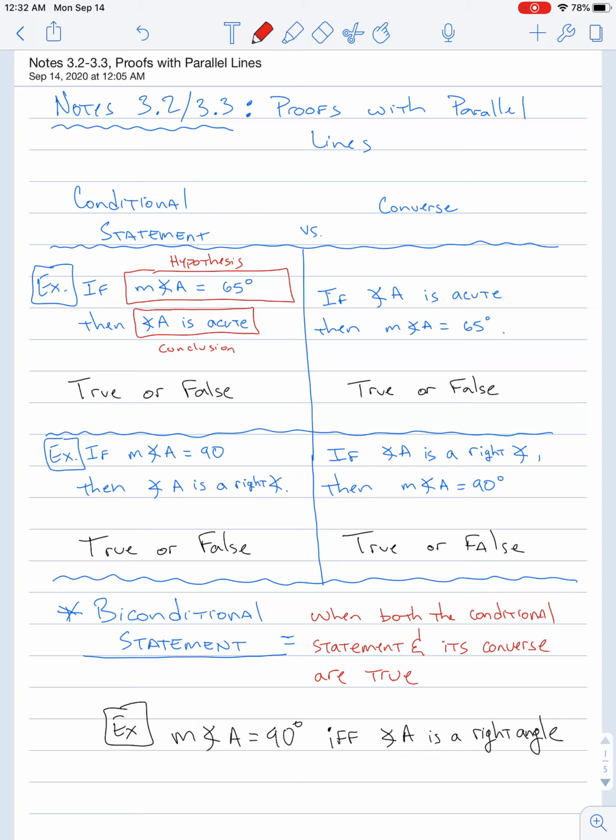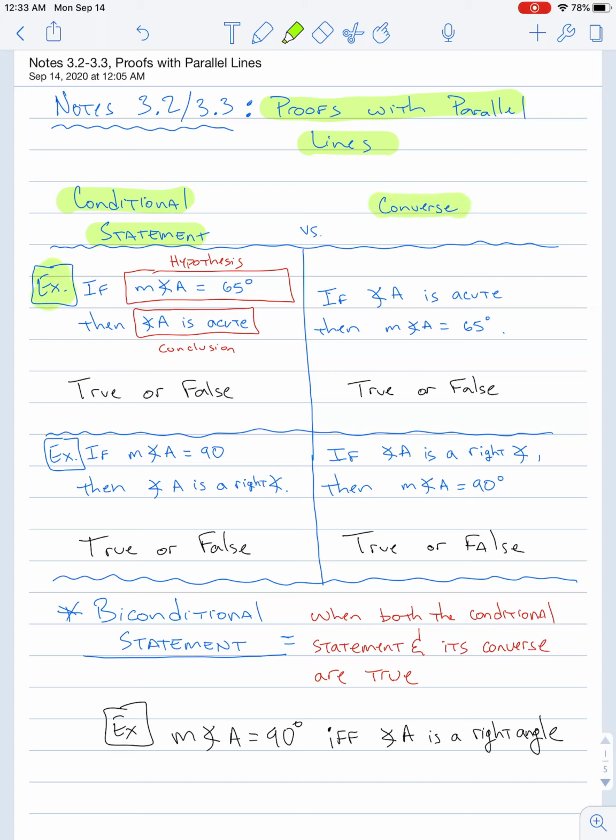This is your teacher, Mr. Santillana, and these are your notes, 3.2, 3.3. We're going to be talking about proofs with parallel lines. Okay, so the first thing you need to understand is what exactly is a conditional statement versus the converse.